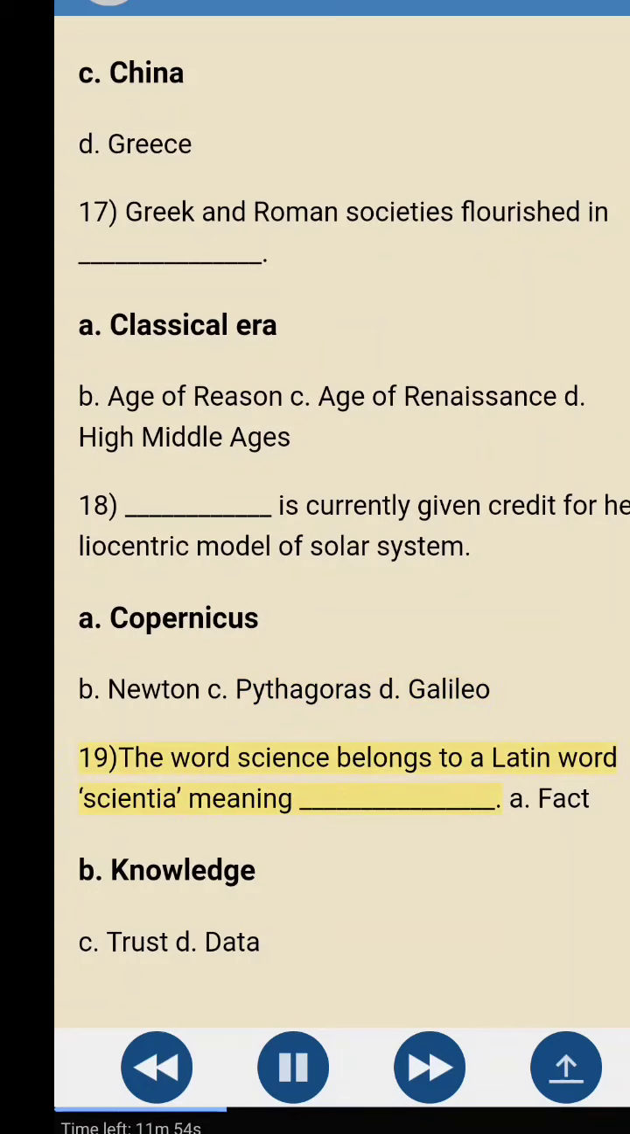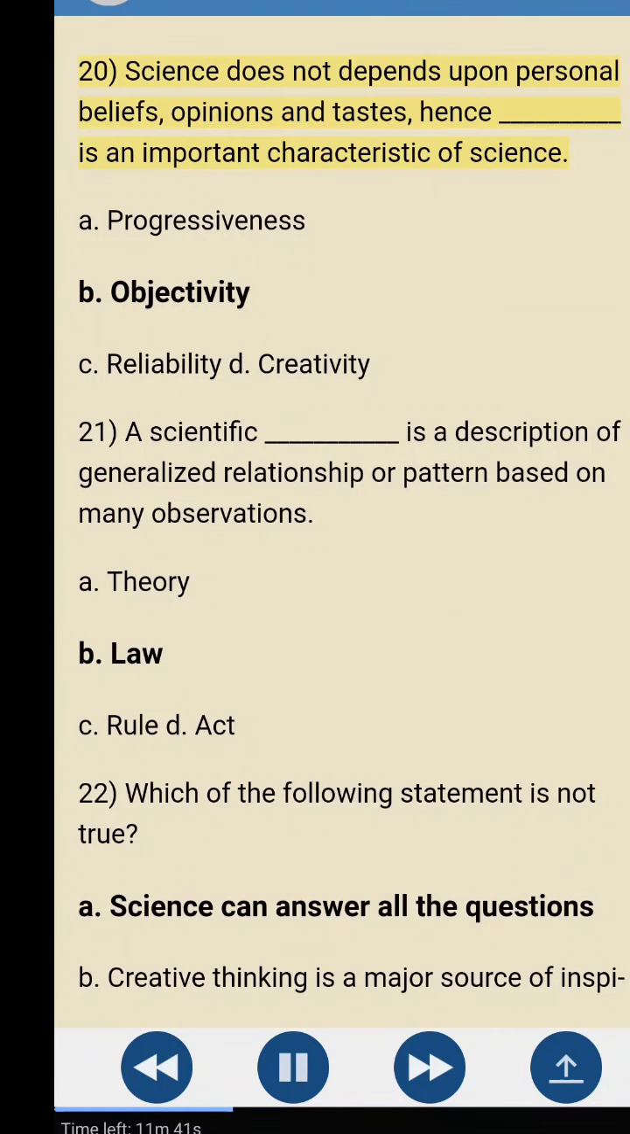19. The word science belongs to a Latin word, scientia, meaning blank. A. Fact. B. Knowledge. C. Trust. D. Data. 20. Science does not depend upon personal beliefs, opinions and tastes, hence, blank is an important characteristic of science. A. Progressiveness. B. Objectivity. C. Reliability. D. Creativity.